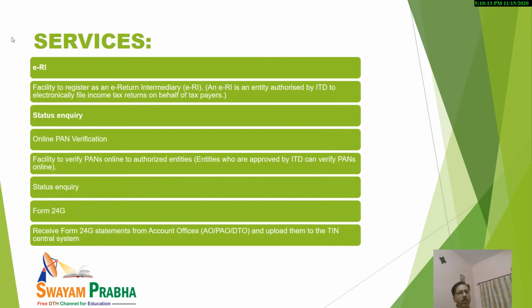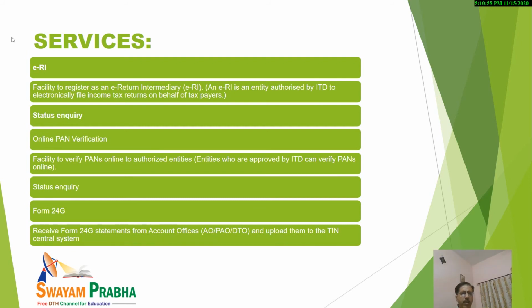Now, kindly note, when we are discussing services only, no such provisions are there relating to TIN. No such chapter you will find. These are basically a collection of various activities that are going on through an online mode, through electronic mode. Now, a service may be ERI. As you know, in email, E is electronic. Similarly, here E stands for electronic, and RI stands for return intermediary.